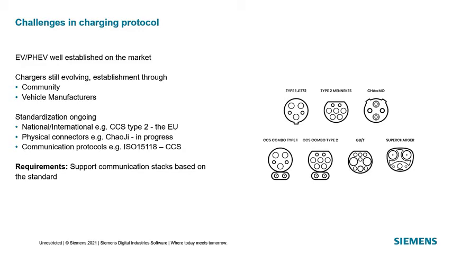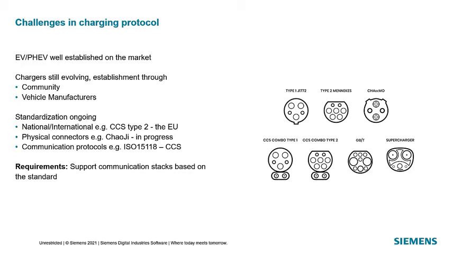CHAdeMO is a DC fast charging standard developed by five major Japanese automakers, mainly used in Japan, EU and North America. Combined Charging System Type 1 and Type 2 are extensions of Type 1 and Type 2 with an additional port for DC charging. GB/T is used in China. In recent months, China Electricity Council and CHAdeMO started to work together and merge CHAdeMO and GB/T into a new ChaoJi.